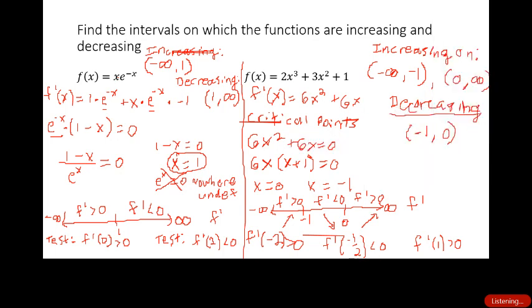Now, at -1 here, remember, that was a critical point. The function went from increasing to decreasing here at -1. So that point right there, where the derivative equaled 0, where the derivative changed signs from positive to negative, that's a local maximum. There is a local maximum at x equals -1.